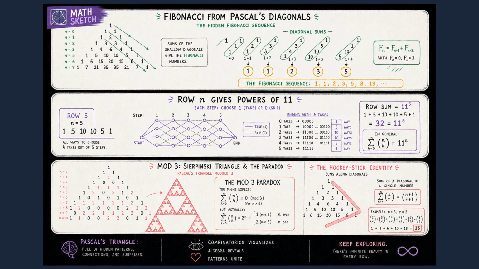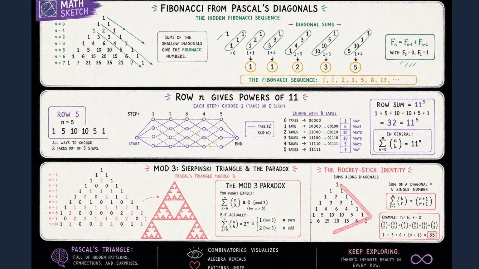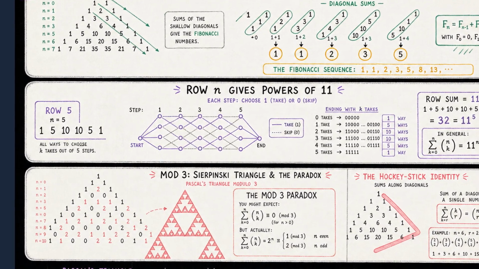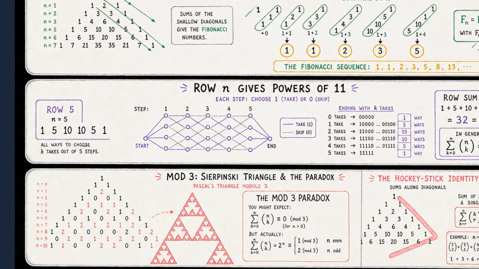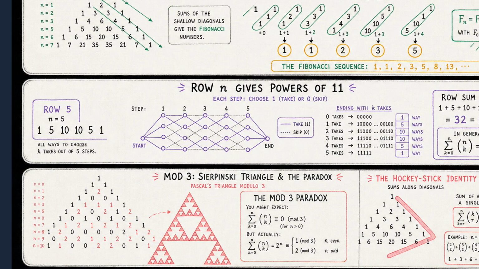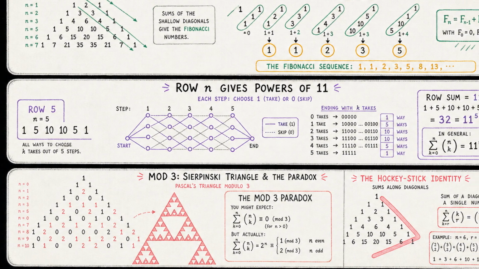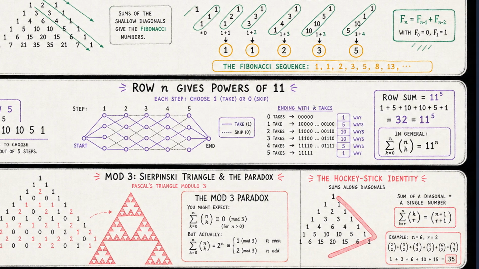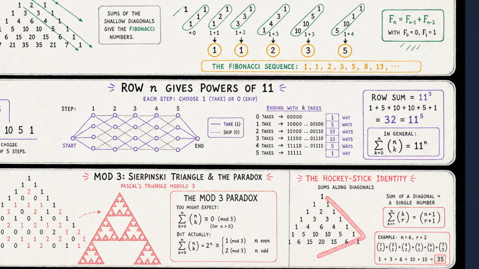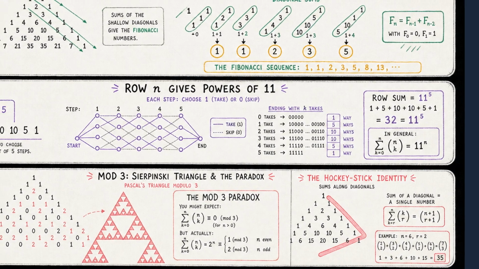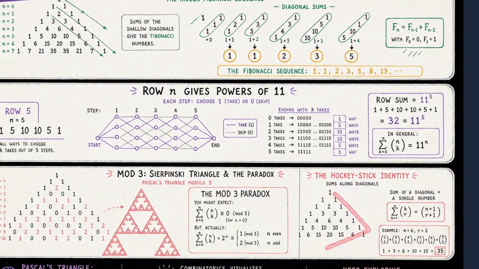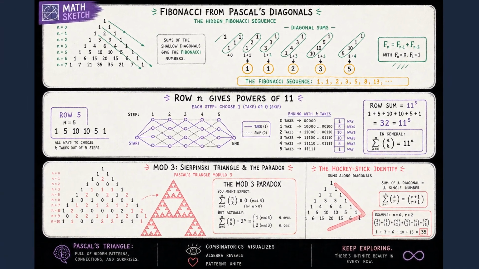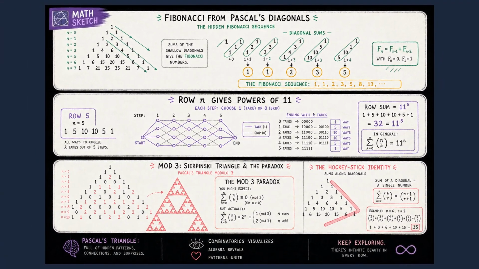Walk a shallow diagonal and you read Fibonacci: 1, 1, 2, 3, 5. Read row 5 as a power of 11 and you get 161,051, which is 1, 5, 10, 10, 5, 1 with carrying. In modular arithmetic, patterns restart at different primes. You do not need to master every identity today. The point is the triangle keeps answering questions you have not asked yet.